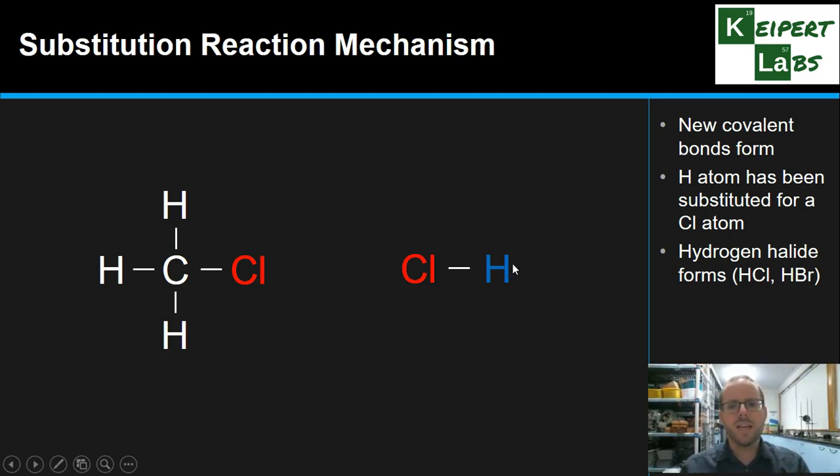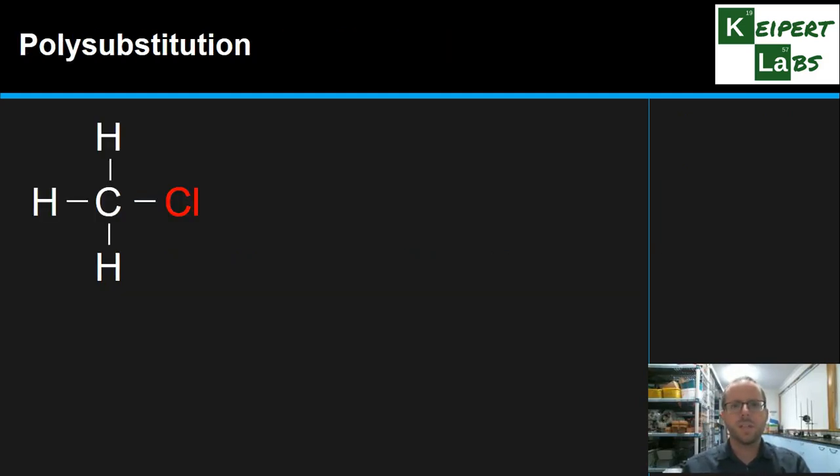Okay, so this forms as a gas, and if that gas dissolves in water, it forms an acid, hydrochloric acid or hydrobromic acid. That's one way that we can confirm that this reaction has taken place. So we've swapped a hydrogen for a halogen, through these various stages.